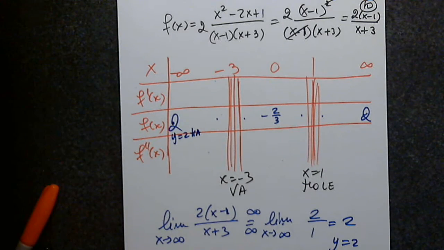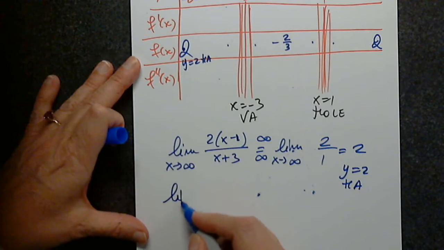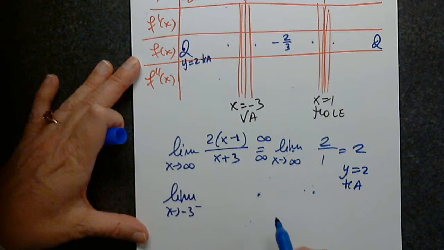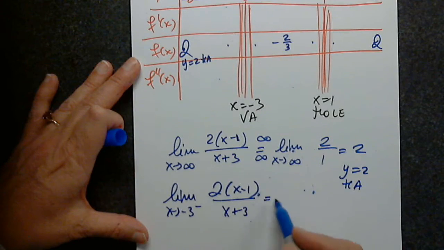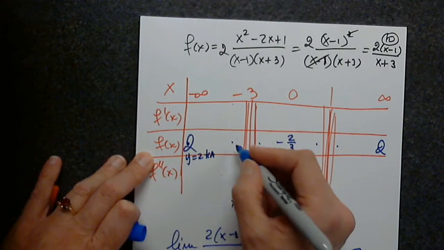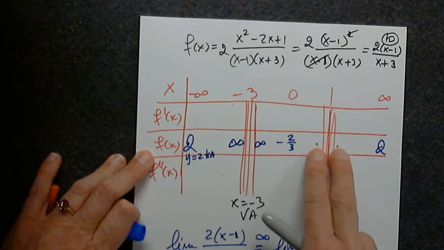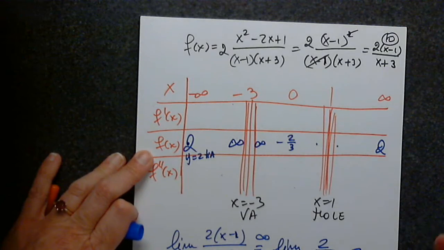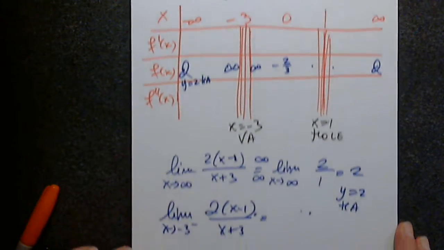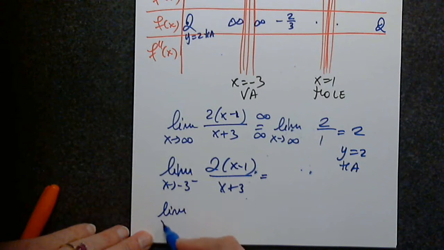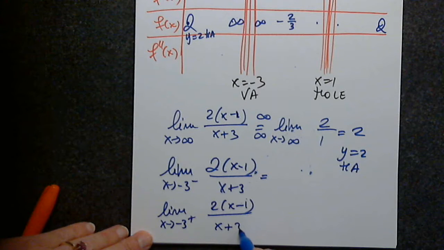Let's do it. So the limit as x approaches -3 from the left of 2x minus 1 over x plus 3. You know it's infinity. Not here, though. At the hole, it cannot be infinity. It's going to be a number. I don't know which number. We'll see in a minute, but it cannot be infinity. So limit as x approaches -3 from the right, 2x minus 1 over x plus 3.